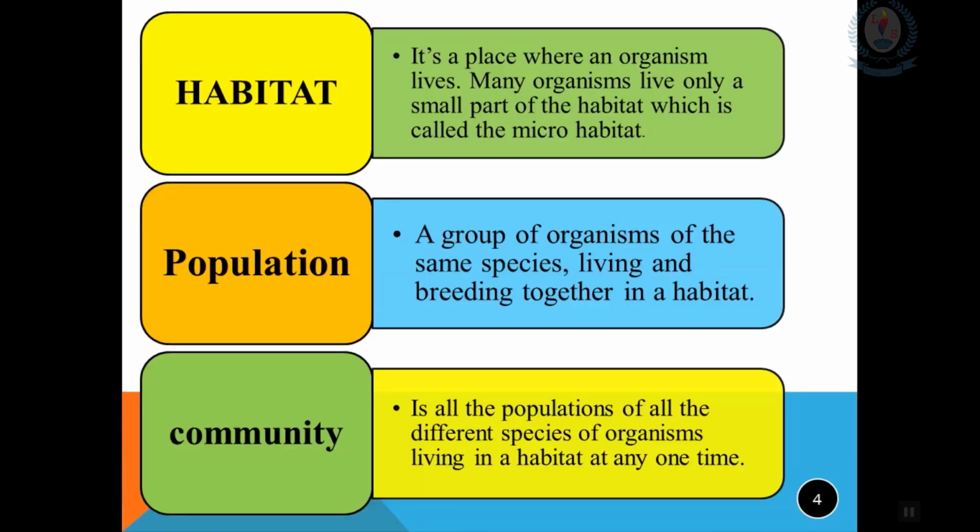What is a habitat? It's the place where an organism lives, such as a stream, a tropical rainforest or a sand dune, and also a very small area of habitat is known as a microhabitat. For example, a tiny drop of rainwater could be a habitat for many varieties of organisms.